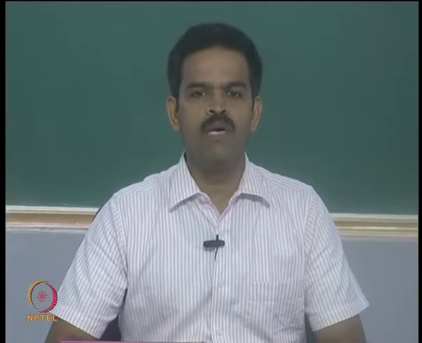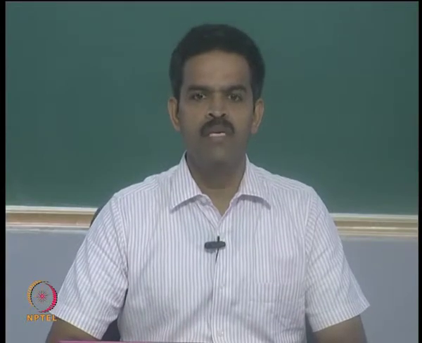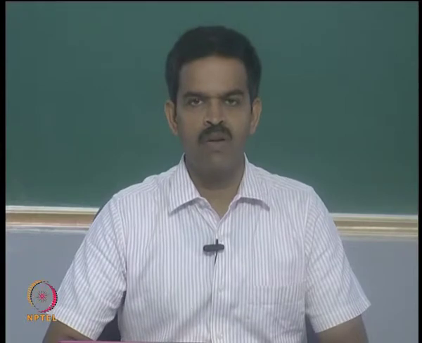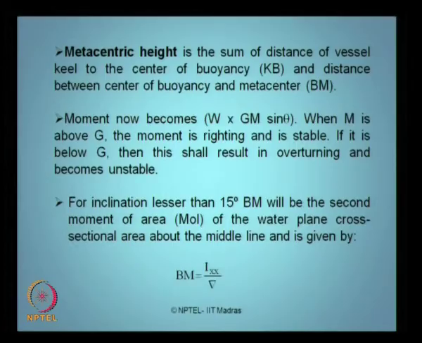Now the moment becomes W multiplied by GM sin theta for a vessel inclined by theta, where, when M is above G, the moment is righting and it is stable. If it is below G, this shall result in instability. So for inclination less than 15 degrees, BM will be the second moment of area divided by the displaced volume, which can be computed by a classical equation as given here.